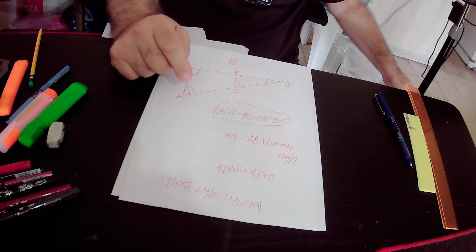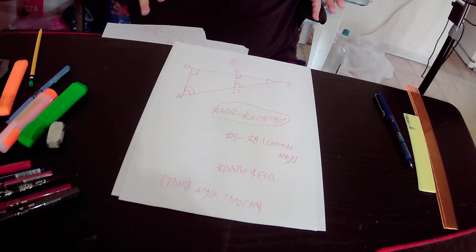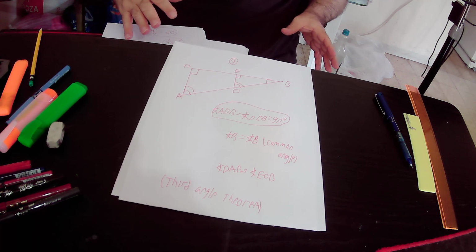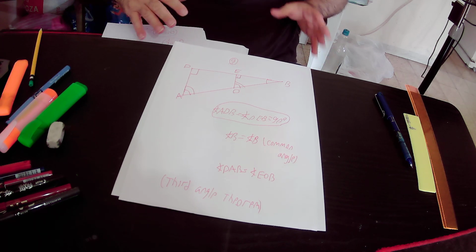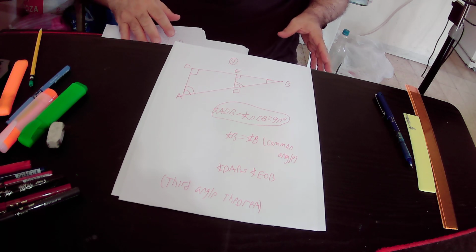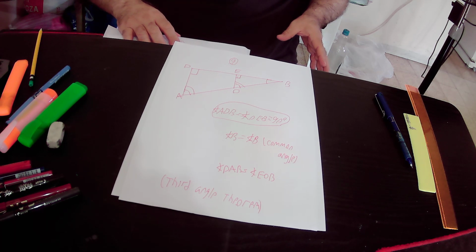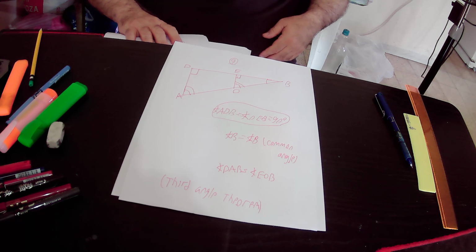The third angle theorem states that if you have 2 triangles that have 2 equal angles, then the third pair of angles must also be equal between them, according to the third angle theorem, because the third pair of angles completes the sum of the angles in the triangles to 180 degrees.